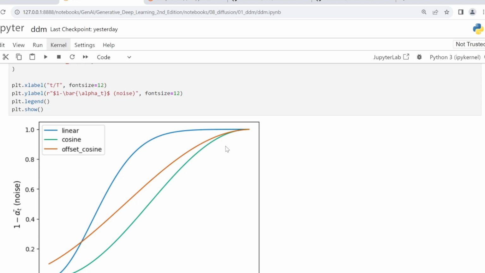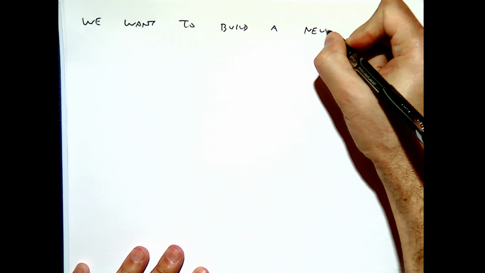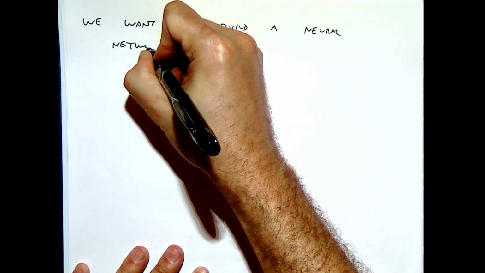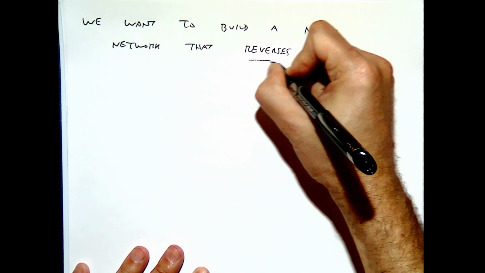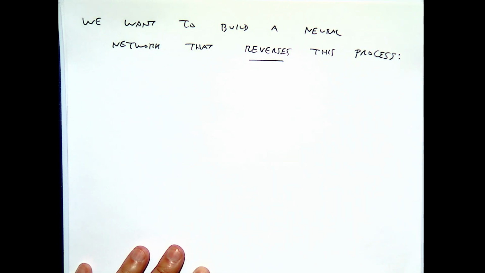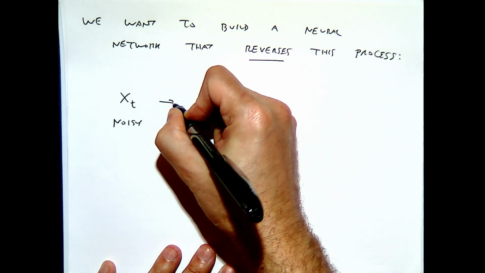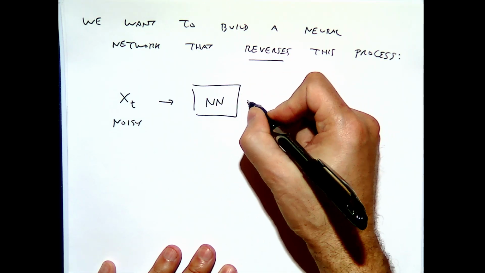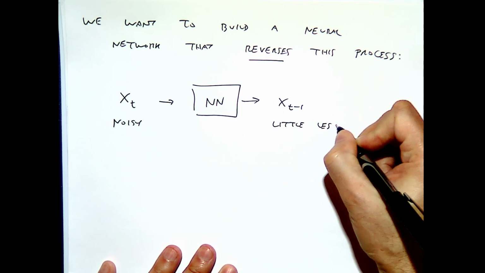So we want to build a neural network that reverses this process. Which is sometimes why you hear this whole thing called reverse diffusion, right? So the idea is that I've got a noisy sample. I want to put it through a neural network, and then I want to get out a little less noisy result.